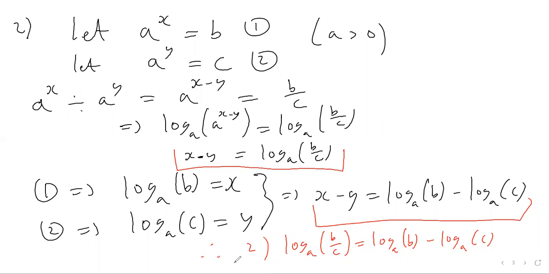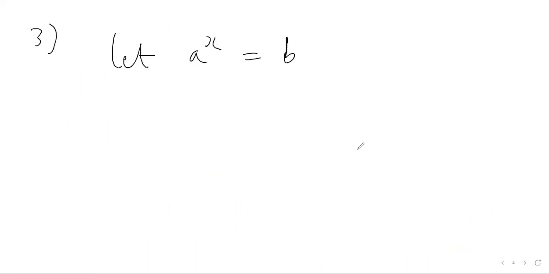Now let's go ahead and look at our third rule. With the third rule, we're going to let a to the power of x be equal to b. So we can just state a fact. We know that log base a of b must therefore be equal to x, just by using the definition of what a logarithm is in the first place. So log base a of b is x.